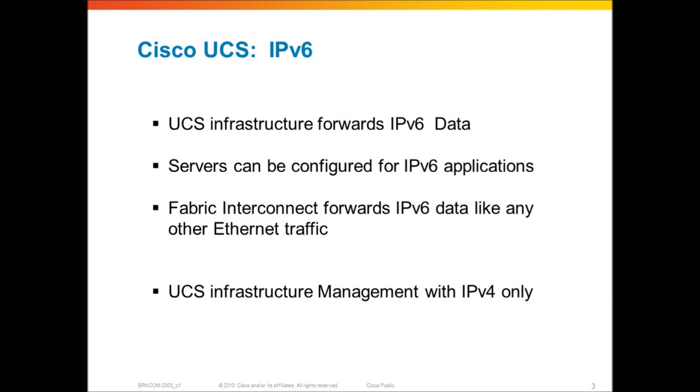So the IP address you assign to the Fabric Interconnect for management today is going to be an IPv4 address. All of the KVM IP addresses for all the servers will be IPv4 today as well, but we do have IPv6 targeted in the roadmap. So it is something that is coming soon. It's just not here yet today.